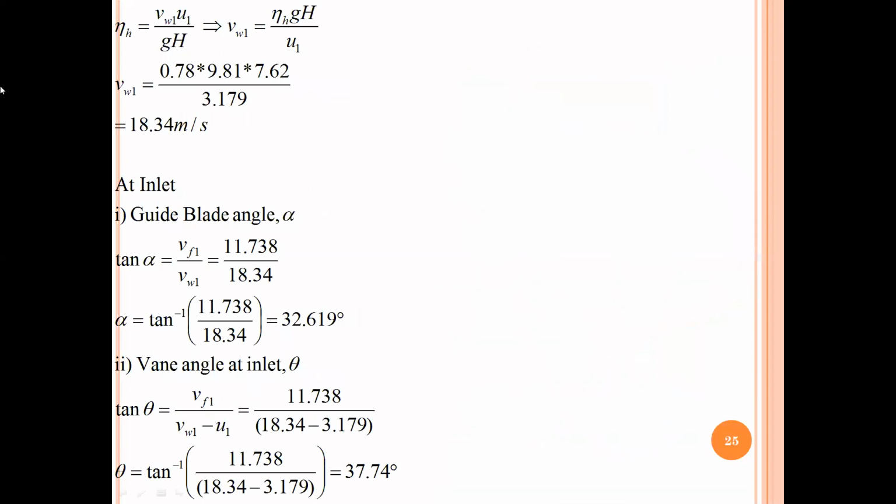Yeah. So your hydraulic efficiency is given by VW1 U1 divided by GH. You know the hydraulic efficiency, you know the value of U1, you know the value of G and H. So I can get your VW1 value. That is equal to 18.34 meter per second. Now we can calculate the angles.